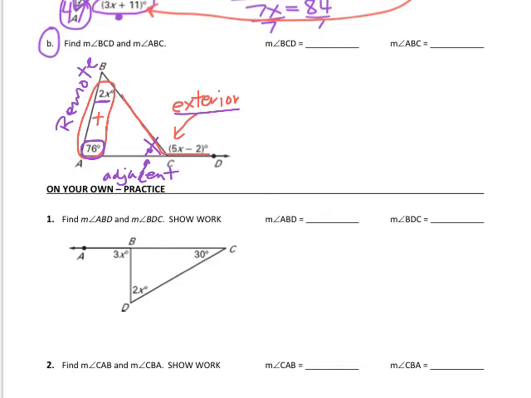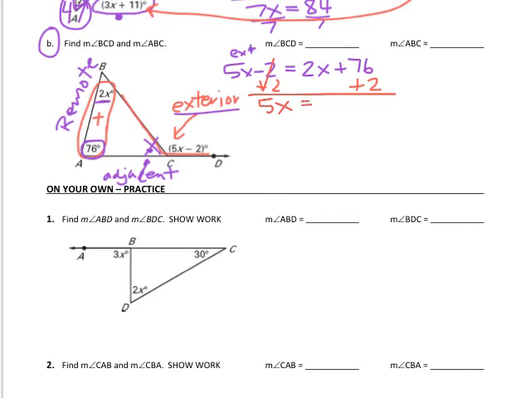All right, so let's go ahead and do this. So 5x minus 2, which is our exterior angle, has to equal the other two remote angles. So 2x is a remote angle, and 76 is also. So I'm going to work my algebra magic. I'm going to add 2 here, add 2 over here. And so on the left side we have 5x, and on the right side we have 2x plus 78.